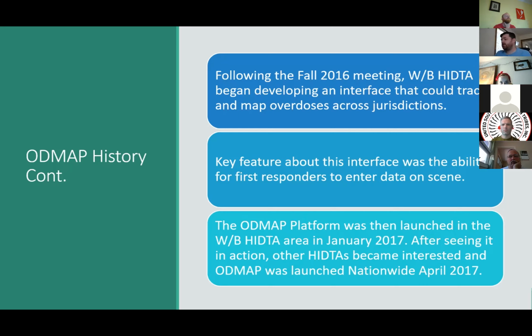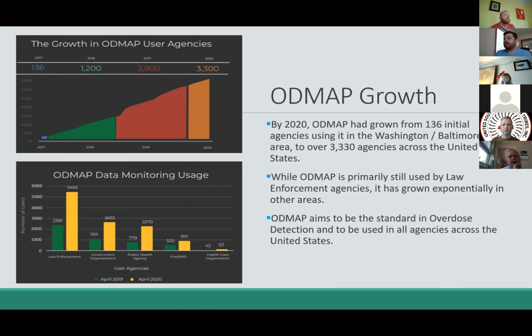After seeing it in action, other HIDAs became interested in ODMAP and launched nationwide in April 2017. So this is just a little bit about the growth of ODMAP. You see on the left there, in 2017, there were only 136 agencies that used ODMAP. And then in 2020, it's all the way up to 3,300 now. And that's 2020. I believe it was July that they took this data from, so it's even further up there now.